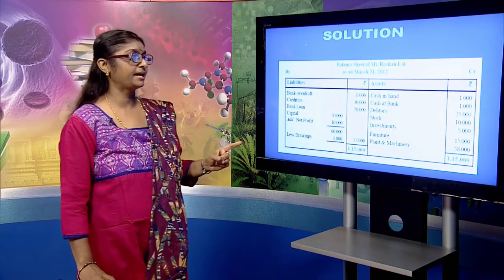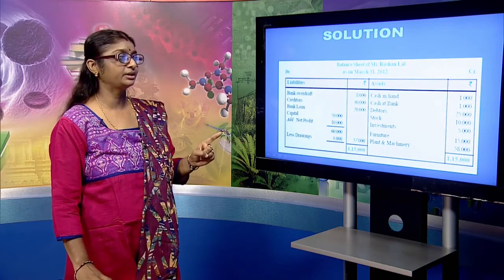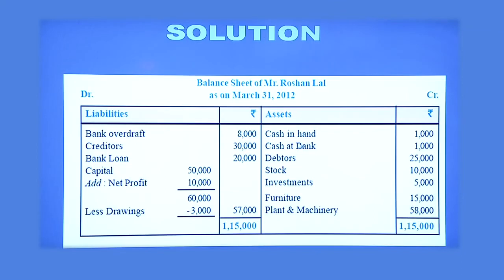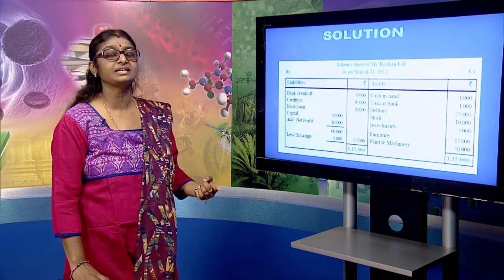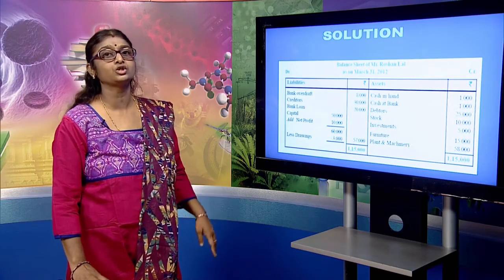So, coming to the answer, in the balance sheet, cash in hand on the asset side, cash at bank on the asset side, debtors, stock, investment, furniture, plant and machinery on the asset side. And on the liability side, bank overdraft, creditors, bank loan. Capital, in the inner column I have written and I have added net profit along with that and deducted drawings. Then the final amount is written on the outer column. Then if you are totaling, you should get the same total on the debit side and on the credit side. That means you have done the answer properly. That is always in a business organization, assets should be equal to liabilities.